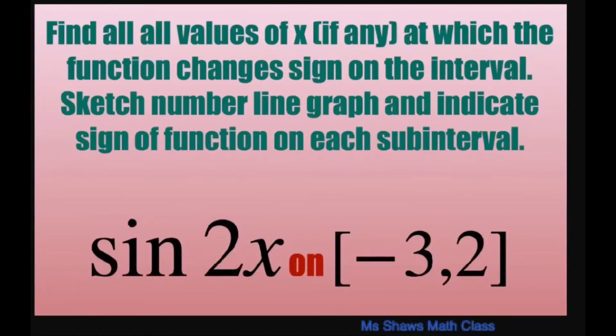Everyone. We're going to find all values of x, if any, at which our function changes sign on the interval. We're going to sketch a number line graph and indicate the sign of the function on each subinterval. So basically we're going from -3 to 2. That's just our little endpoints here. Of course, we're going to have our angles in here.